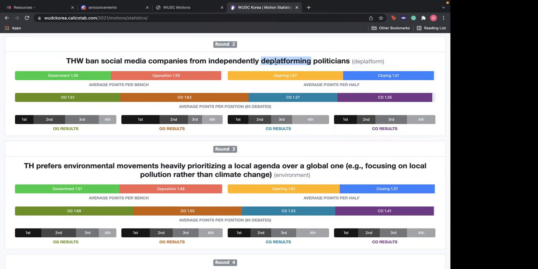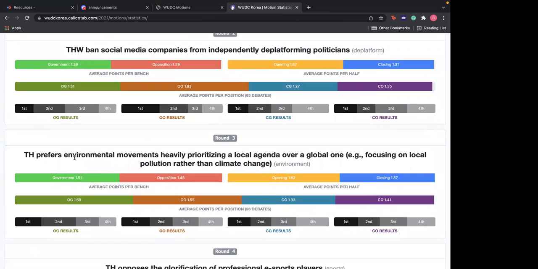Wait, let's change this. Let's look at the third portion. This house prefers environmental movements heavily prioritizing a local agenda over a global one. So as government, you are going to talk about how we want environmental movements that focus on local agendas, which means local campaigns in terms of cleaning your rivers, maintaining a nice place to live in, or individually stopping producing so much carbon emissions. Those kinds of things are a local agenda.